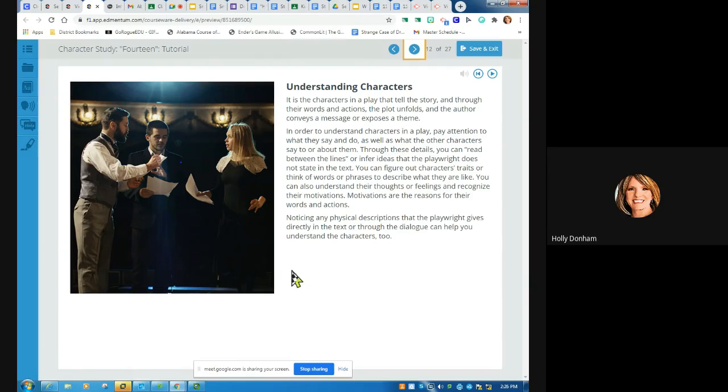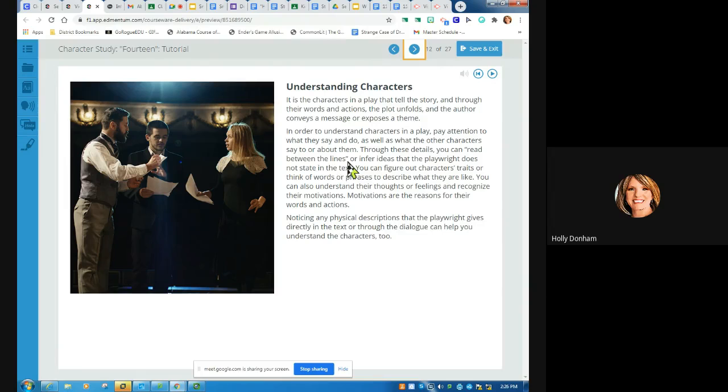And if you notice, there's a picture here of three actors, theater actors, and they're reading their script for a play. The characters in the play tell the story. And through their words, the plot unfolds, and the author conveys the message using the characters' words and actions. Okay, that's how the author conveys a message or exposes a theme when you're watching a play. He does it using the characters.